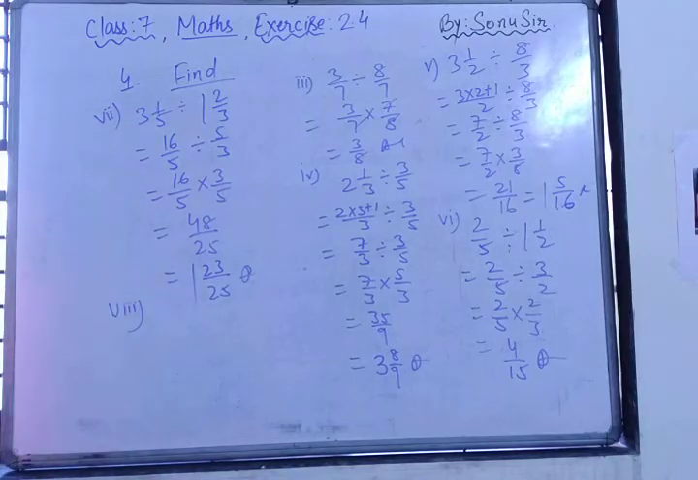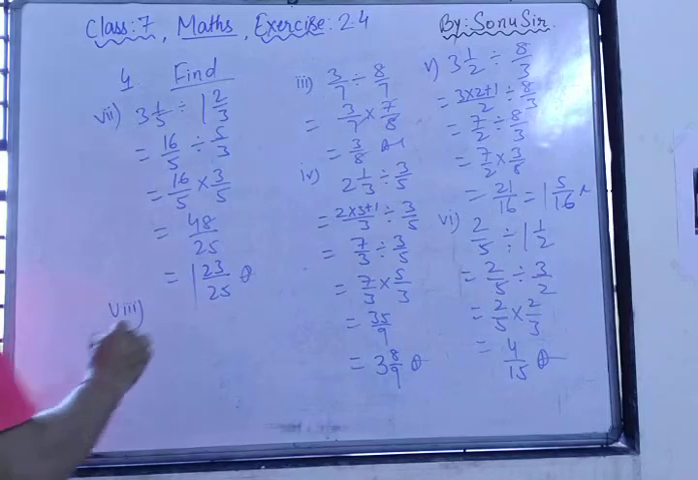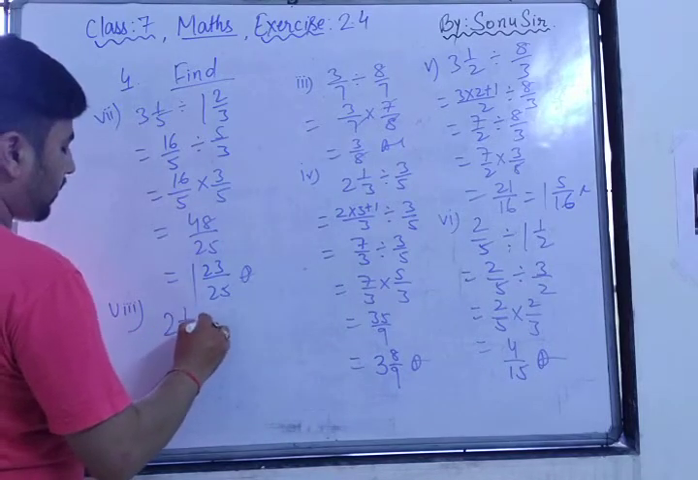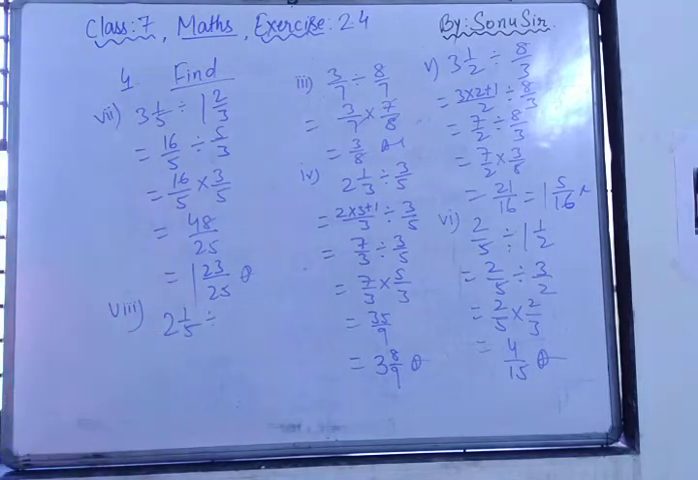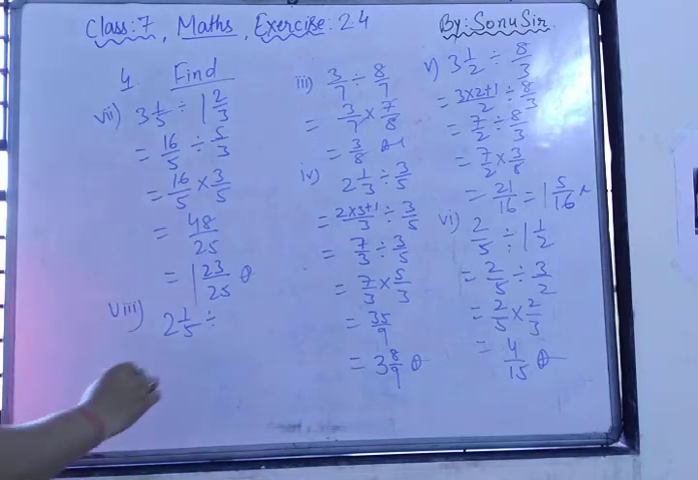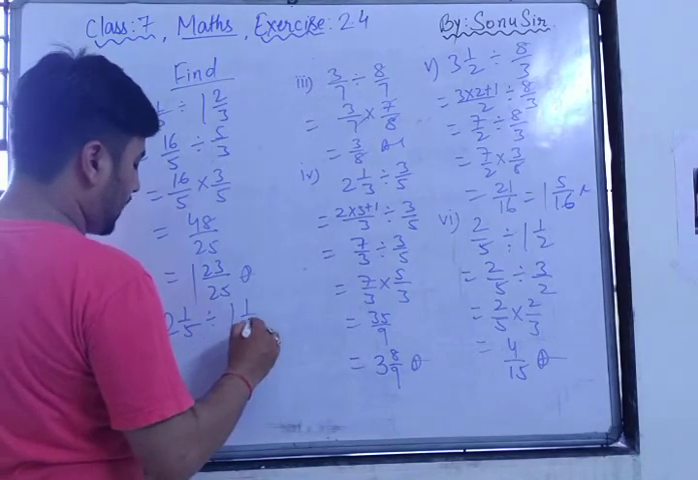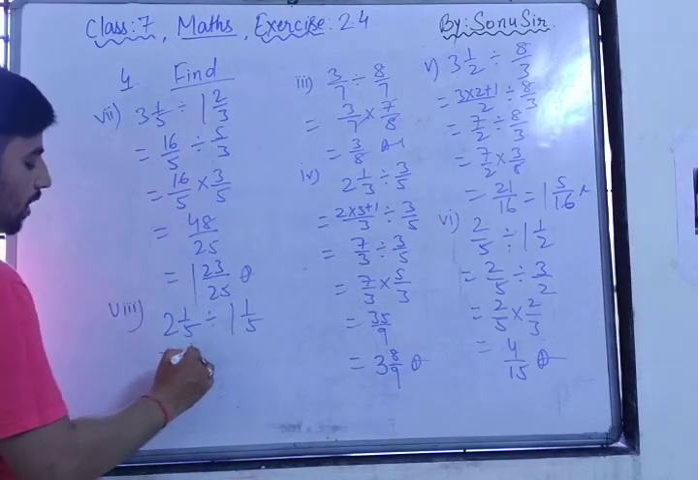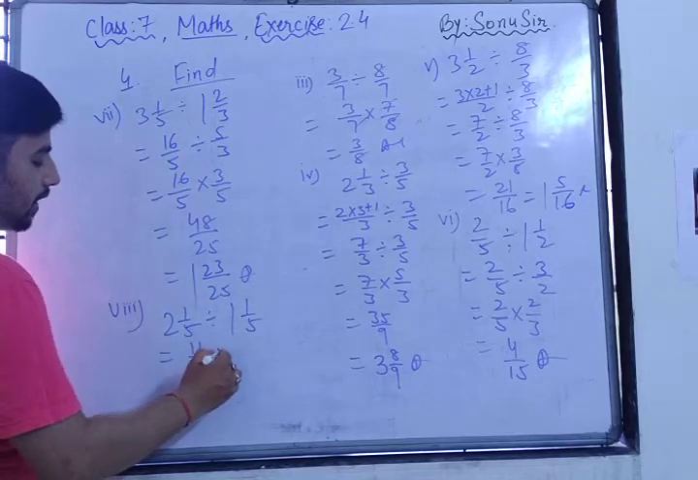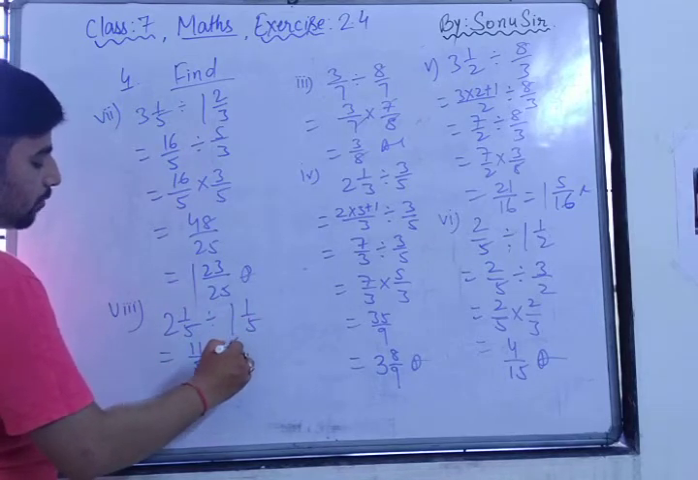What is question number 8? Question number 8 is 2 into 1 by 5 divided by 1 into 1 by 5. 2 into 1 by 5: 5 times 2 is 10, plus 1, 11 by 5, divided by 1 into 1 by 5: 5 times 1 is 5, plus 1, 6 by 5.